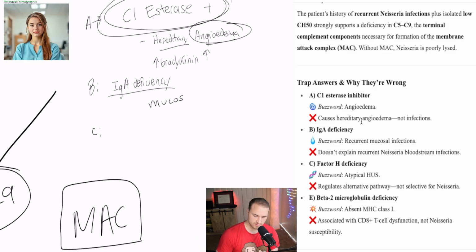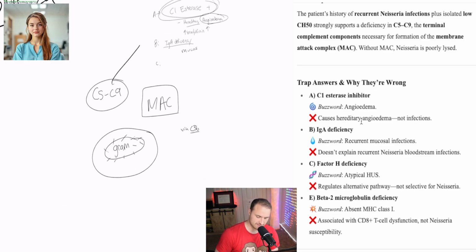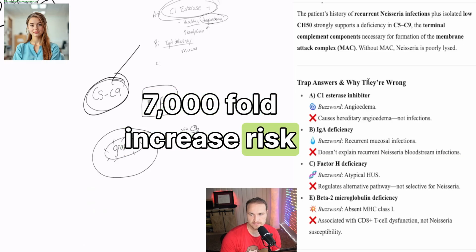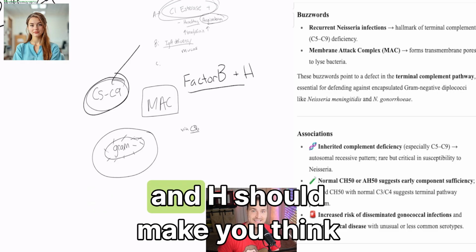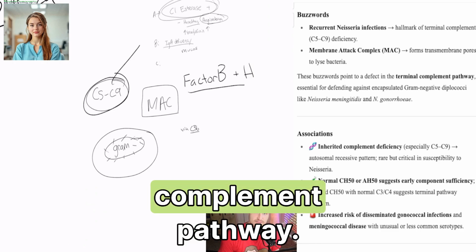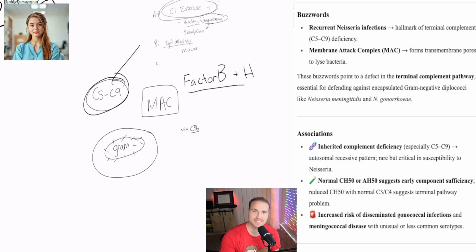But individuals who do not have the C5 to C9 complexes are at about 7,000-fold increased risk of getting Neisseria infections. Okay, so there are the buzzwords and the associations. One thing I want to note is that factor B and H should make you think of the alternative complement pathway. Factor B makes C3 convertase, and factor H regulates that convertase. And so if those are deficient, you have uncontrolled complement, and that's atypical HUS, not Neisseria infections.